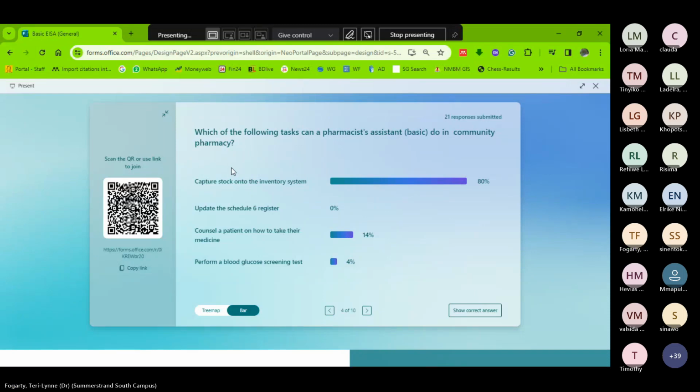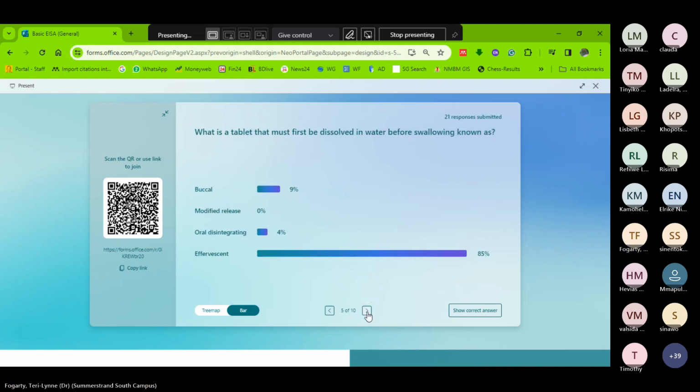Which of the following tasks can a pharmacist assistant basic do in a community pharmacy? I would say this is a knowledge question. The correct answer is capture stock into the inventory system. You cannot counsel a patient on how to take their medication. That is not within the scope of a basic assistant. Or perform a blood glucose screening test. I hope you're not doing that in practice.